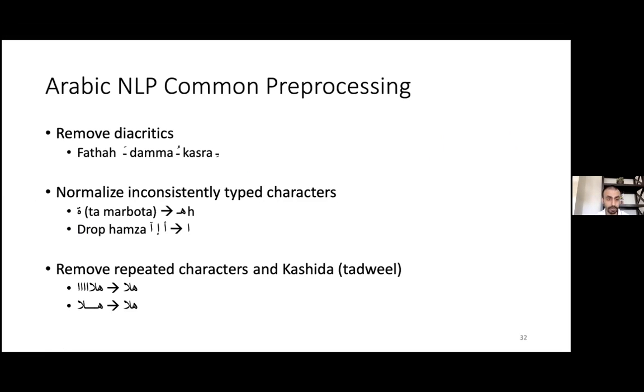And I'm going to talk about some common pre-processing in NLP. Usually when we do some Arabic NLP, we start with some pre-processing. One common step is to remove diacritics or harakat because they usually don't add any meaning and they add some noise. Also, we normalize characters that are frequently mistyped by people, like Ta Marbuta, we normalize it to Ha. We drop Hamza, like Hamza on Aleph or under Aleph, we drop it. Also remove repeated characters or tatwil or kashida. These are common pre-processing techniques for the Arabic language.